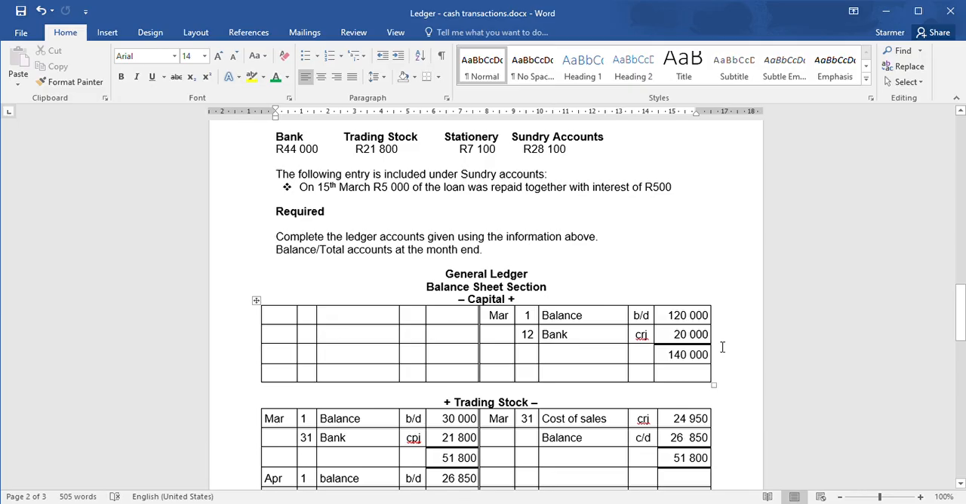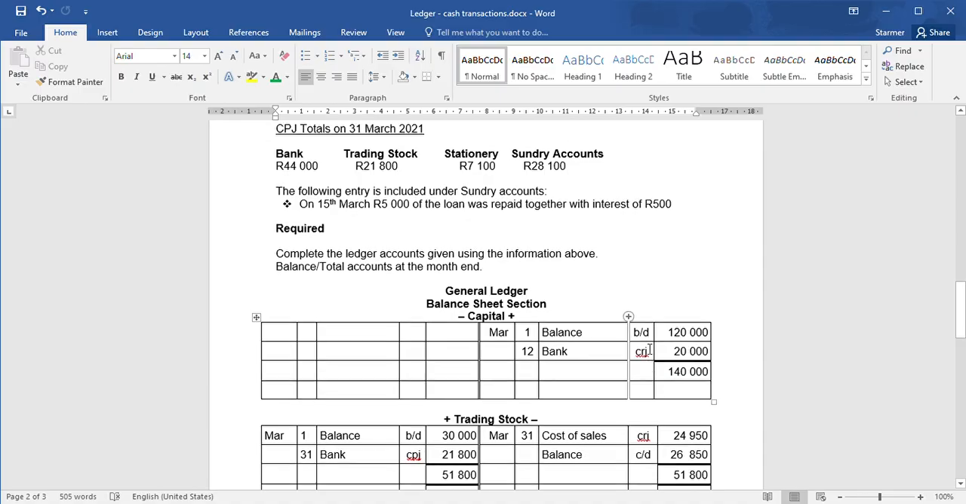Now you can fill in the details. So that took place on March the 12th. The other account that's going to change here, when the owner puts capital into the business, will be bank, and it came from your CRJ.